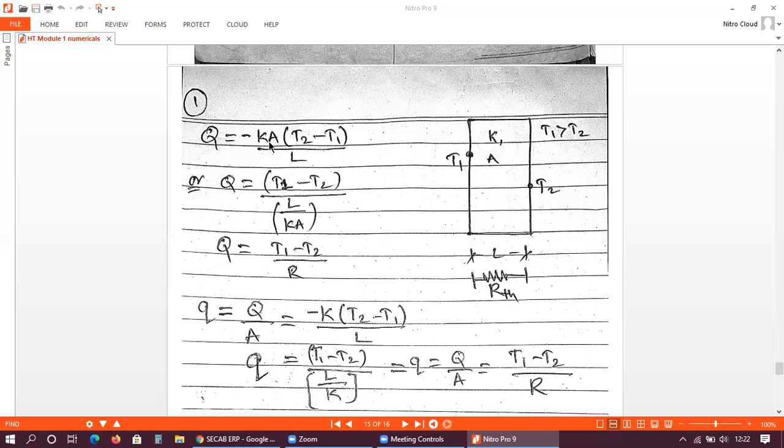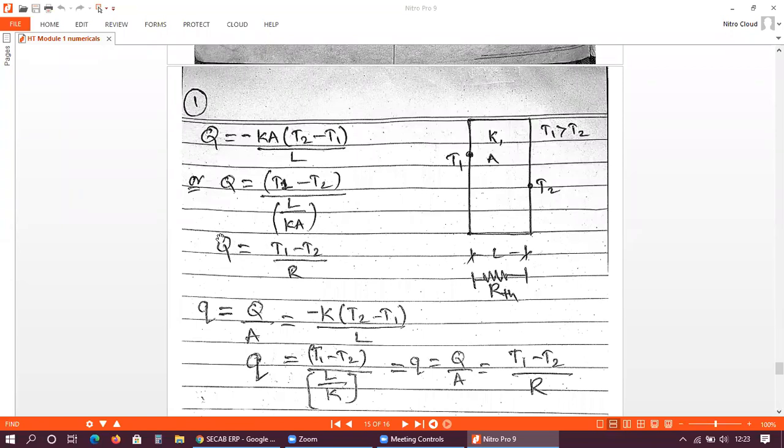I am taking this L by K downward, below, L by KA. KA, which is in the numerator, I am taking to the denominator. So the final expression will be Q is equal to T1 minus T2 divided by R. R is the thermal resistance, and its value is L by KA. This is the thermal resistance offered by the single slab.